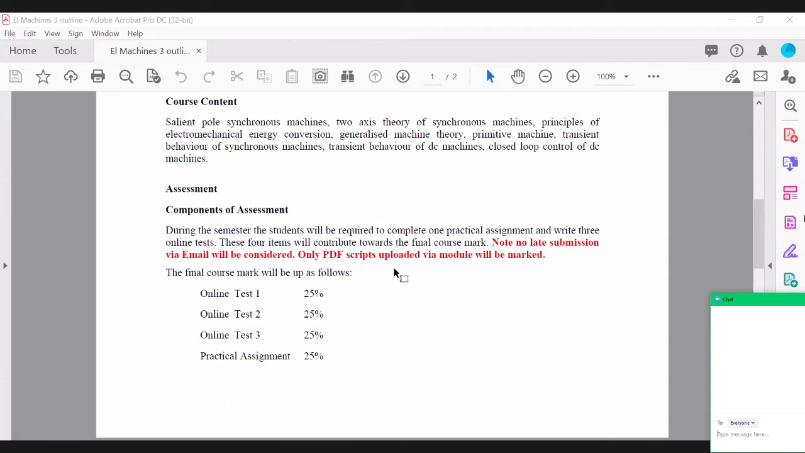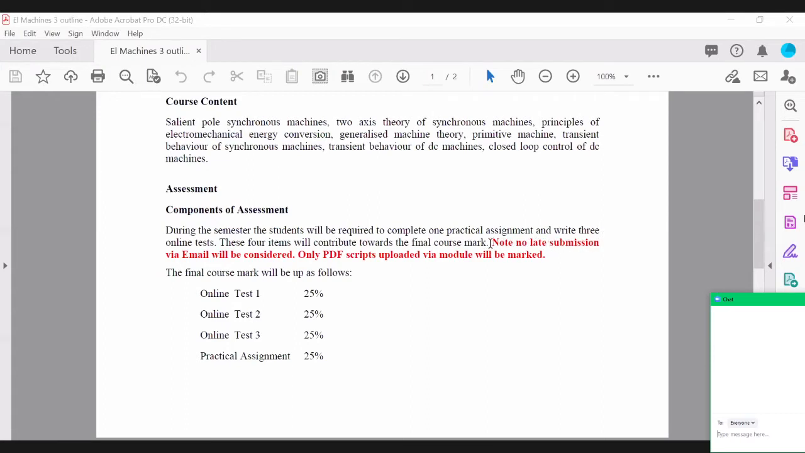Okay, so in this course, in terms of assessment, we will have 3 tests, right? And you will have 1 practical assignment. The 3 tests, for now, we've planned to be online, right? So the weights are distributed as follows. You will have 3 tests, each carrying 25% of the course mark, and the practical assignment will carry another 25%.